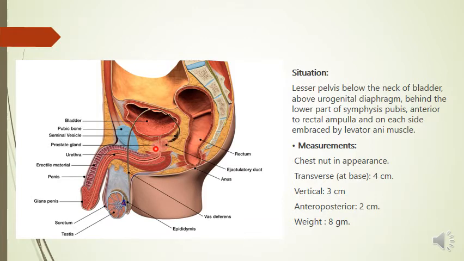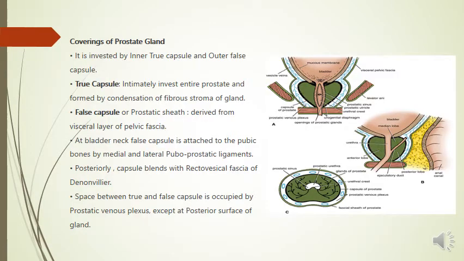Then coming to the measurements, the shape is chestnut in appearance, and the transverse diameter at the base is around 4 centimeters, vertical is 3 centimeters, and antero-posterior is 2 centimeters, and the weight is around 8 grams.